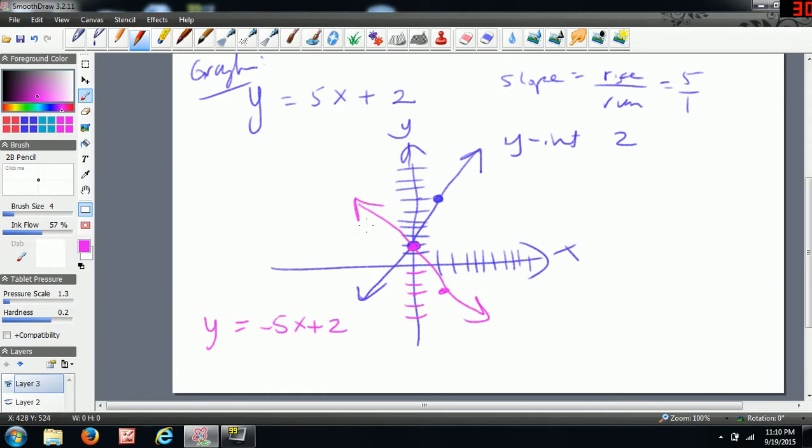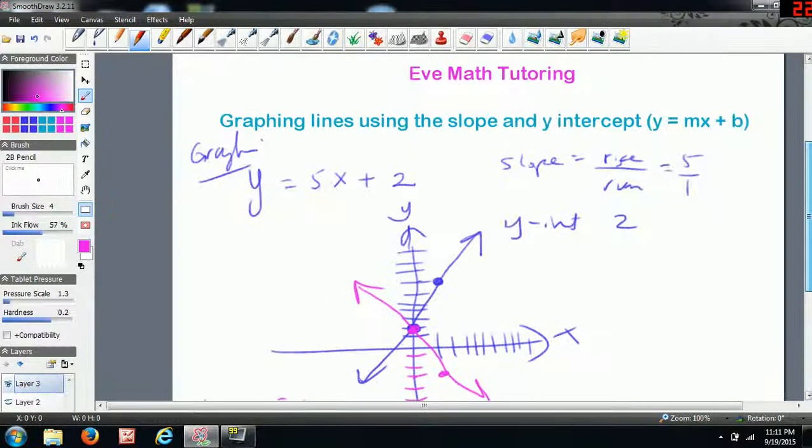Okay, so you can see how different this one is from this. Because it's a negative slope, from left to right it's going down, and this one, because it's positive, from left to right it's going up. Okay, so that's another example there. But anyways, that's just a side note. So that's really how you would graph using the slope-intercept form.